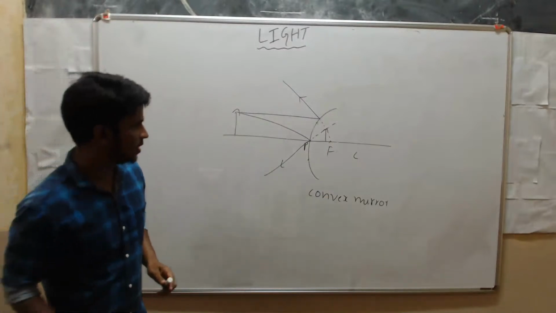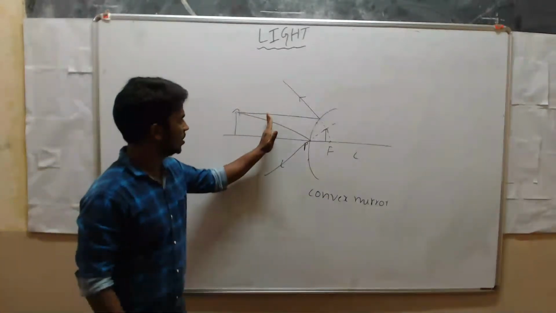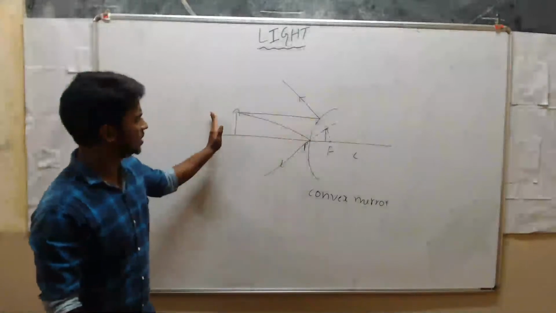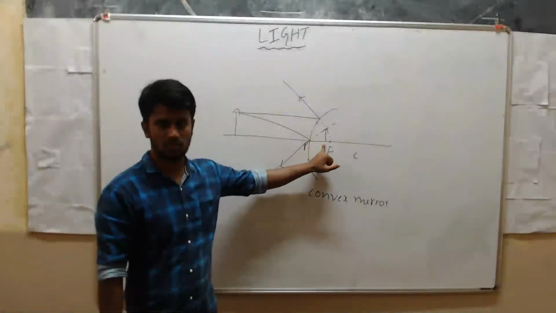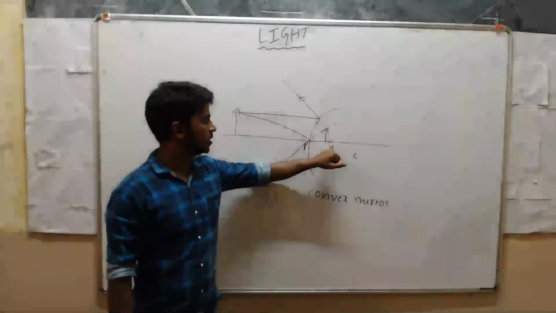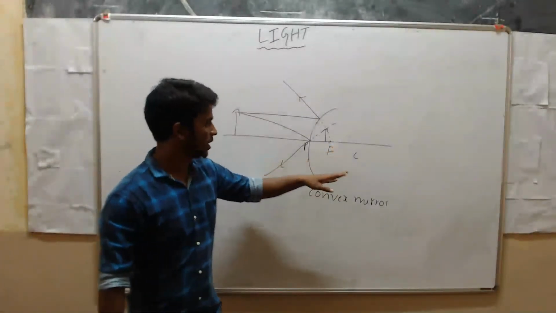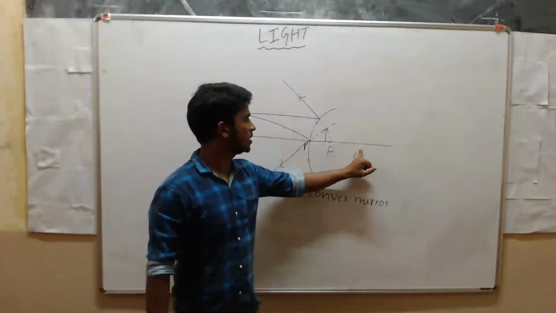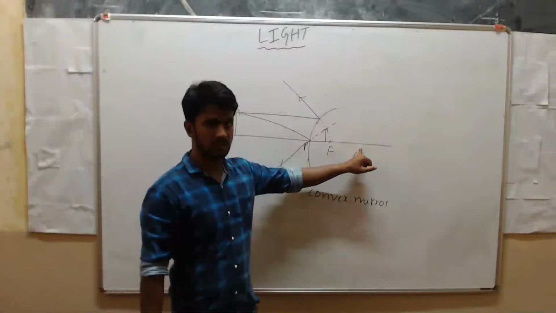Next, see here, if you keep the object here or here or here, you will get the image between P and F only. But when you keep the object at infinite distance, at that time you get the image at F. So here you won't get an image between F and C or at C.